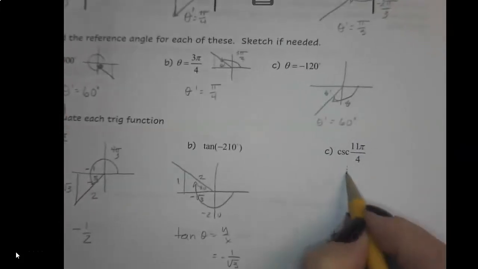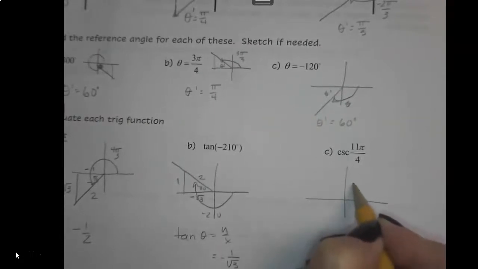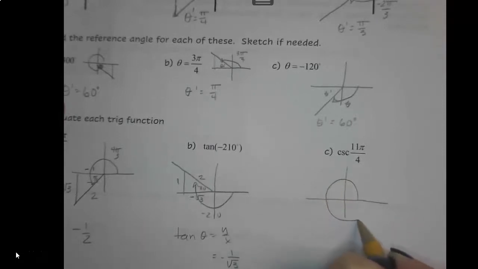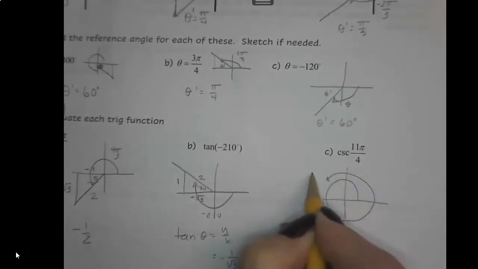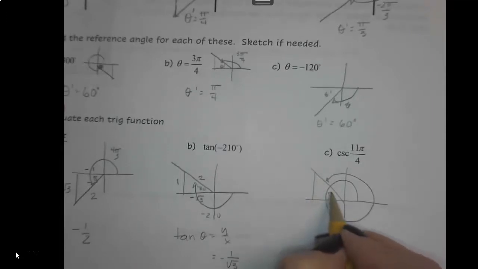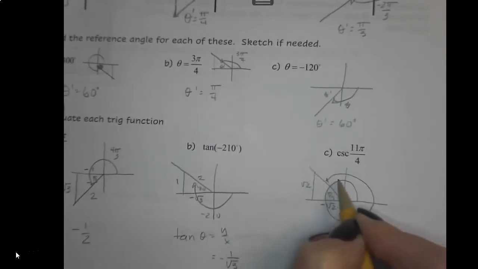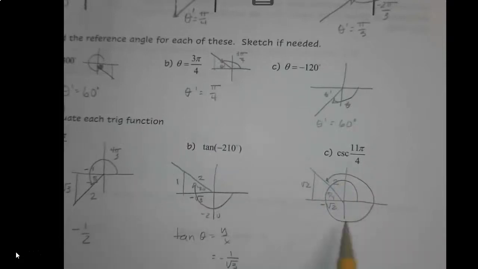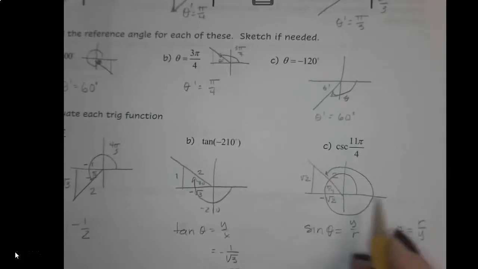Okay. Sometimes I ask you crazy things, like 11 pi over 4. So let's think about this. Here's 0, here's 4 pi over 4, here's 8 pi over 4, here's 10 pi over 4, and here's finally 11 pi over 4. Okay, that makes my reference angle here pi over 4. And okay, so my x's are negative. Now I'm using this on my 45, 45, 90 that I worked with. Cosecant, so sine theta is y over r, so that makes cosecant theta r over y, so the radius is 2.